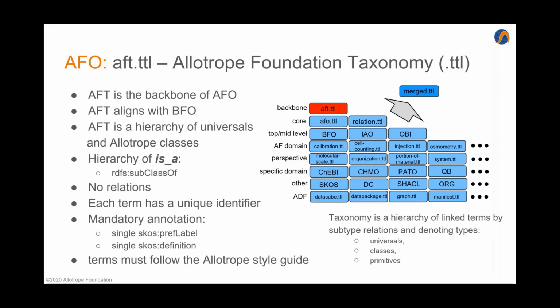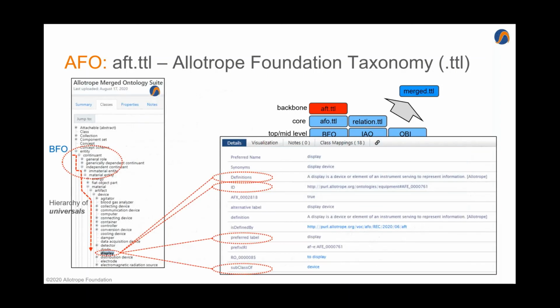And each term has a unique identifier, mandatory annotations such as preferred label and definition, and the term must follow the style guide. So let's look at the AFO. We take, for example, a display. The display has a definition, ID, preferred label, and it's a subclass of device. And now if we go through the BFO tree, it's a material entity, dependent, independent continuum, continuant, and an entity at the top of the tree.